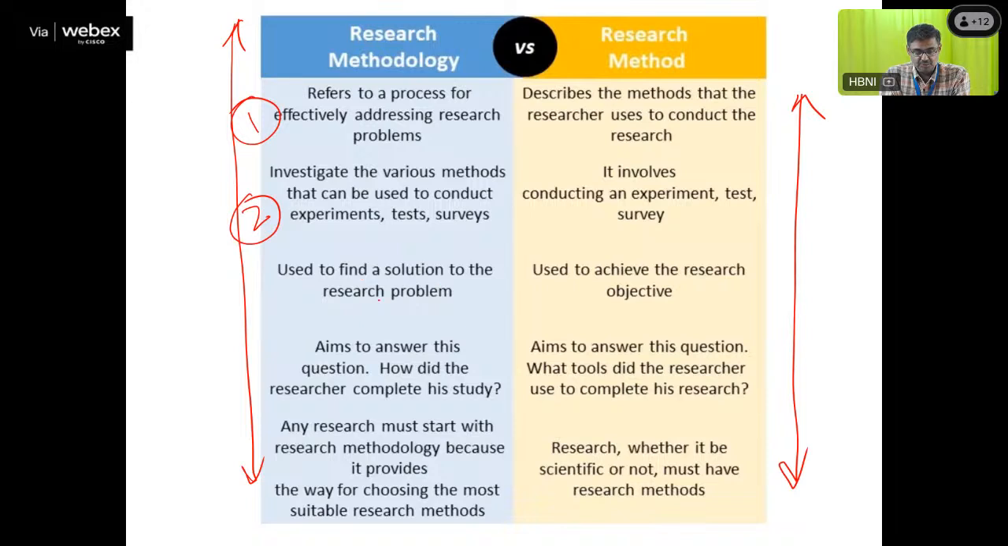Research methodology is used to find a solution to the research problem and used to achieve the research objective. It aims to answer the question: how did the researcher complete his study? Research methods aim to answer the question: what tools did the researcher use to complete his research?